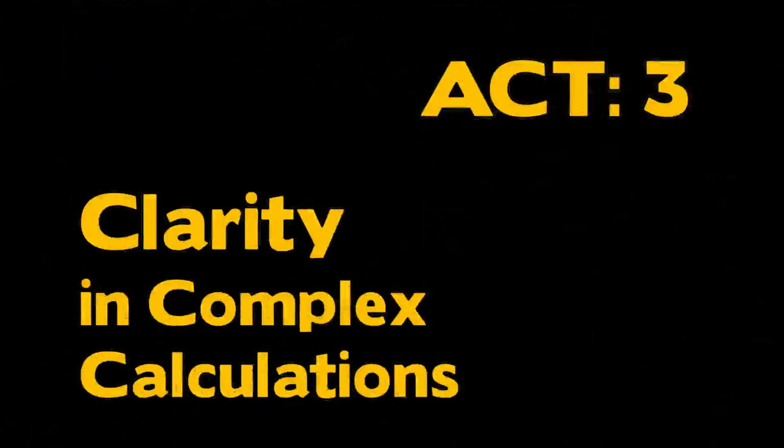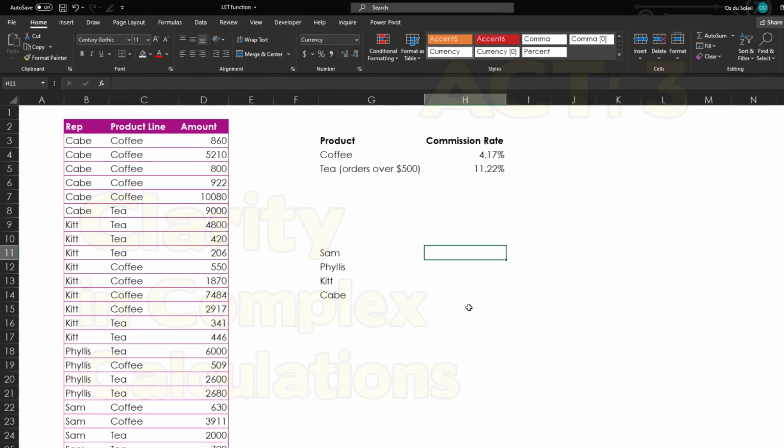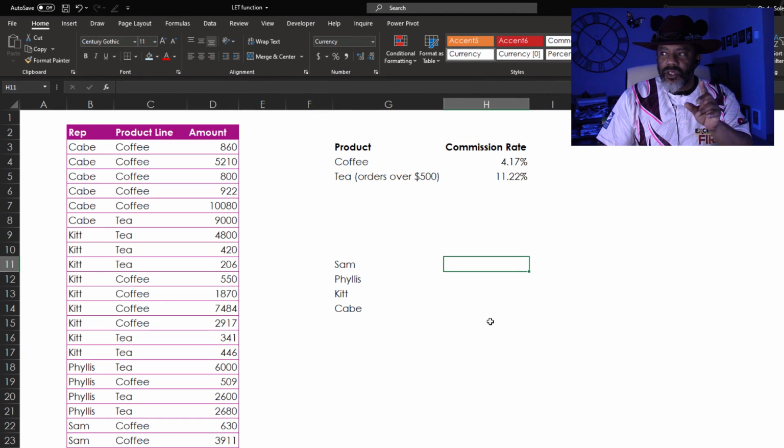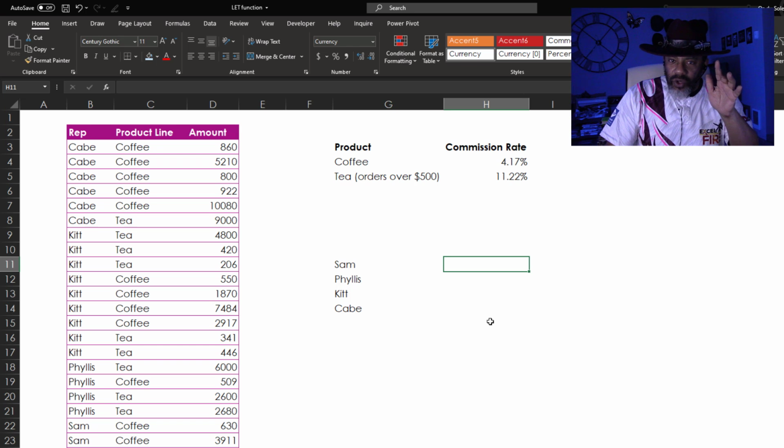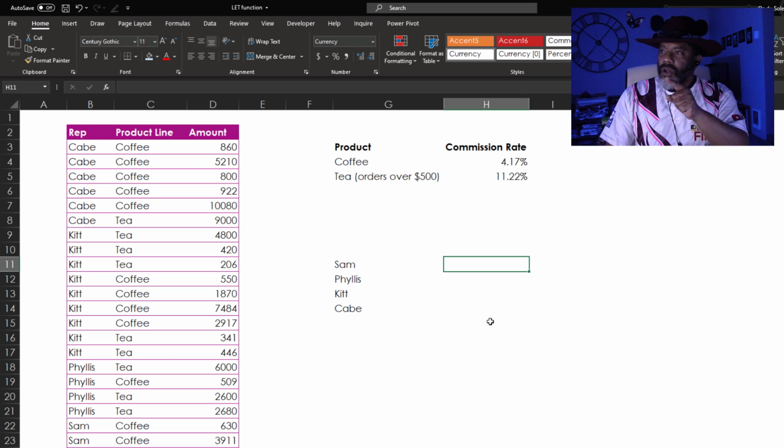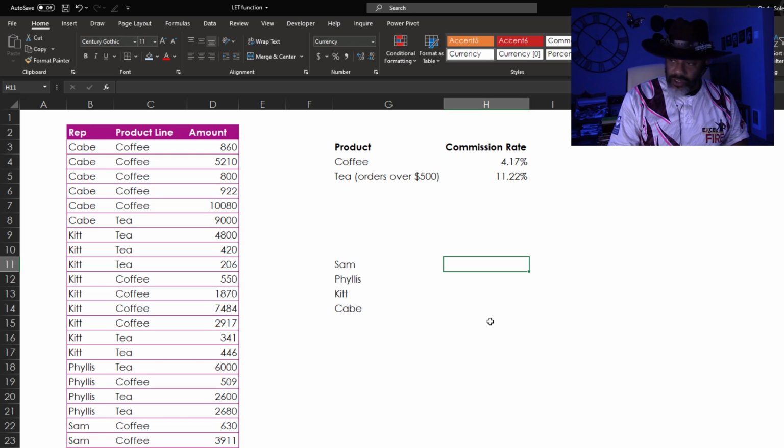Act three. Now I'm gonna suggest LET as a good idea for this because it will allow us to get some clarity. So we've gotta calculate the commissions. Notice, coffee gets paid at 4.17%, and then tea is 11.22%, but only on orders over $500. Let's calculate the commissions here.